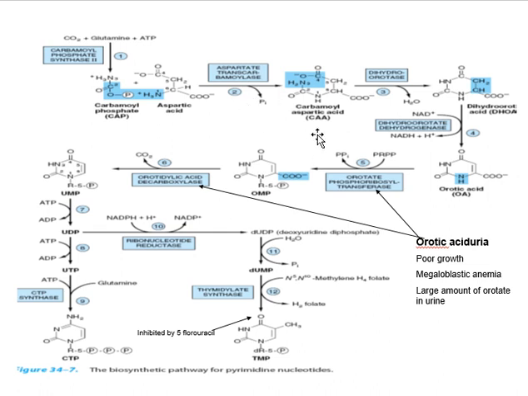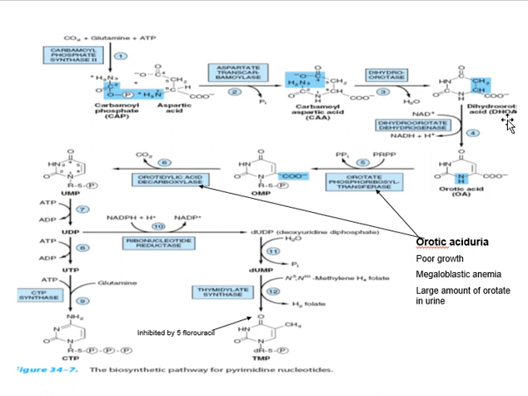Then in the next step, there is closure of the ring structure of the carbamoyl aspartic acid, and this closure of ring structure is catalyzed by the enzyme dihydroorotase, and this closure takes place with the removal of a water molecule. So after the closure of this ring, the compound which results is dihydroorotic acid.